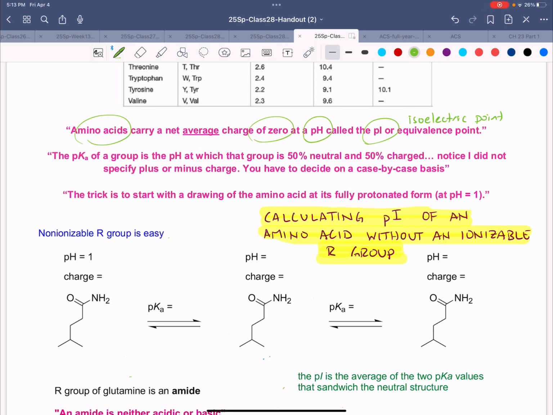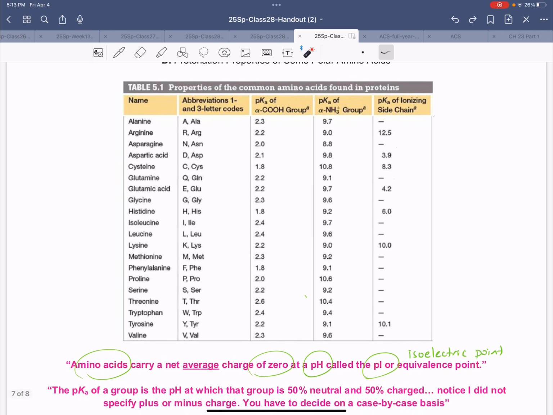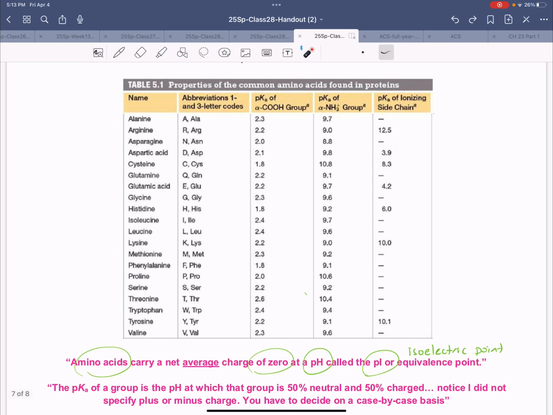Now, the idea that we have an R group that's not ionizable, what does that mean? Or we could say a non-ionizable R group. It means that when we look at the pKa table, you do not have a number in this column here. So for instance, asparagine does not have a pKa for the side chain, meaning that its side chain is not ionizable. Now, I want to have a little disclaimer.